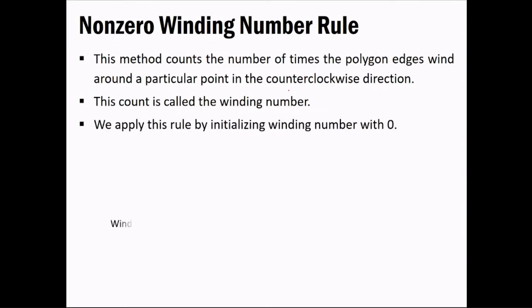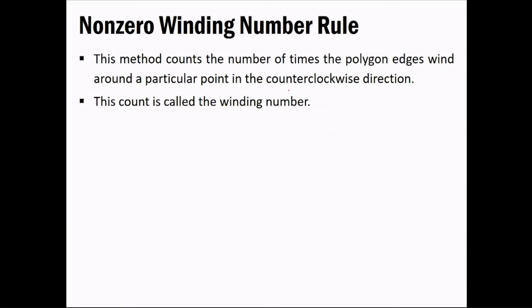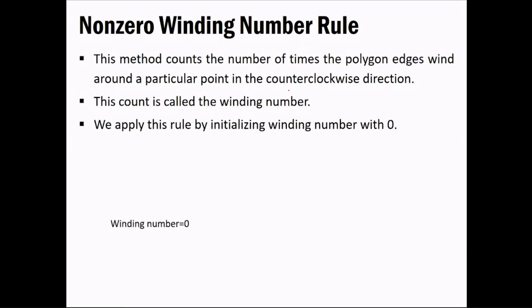Okay, so now over here, one concept, we will see this with the same example, but now a little bit changes that you have to keep in your mind. That is based on the winding. Now what it says: we apply this rule by initializing the winding number with 0. So you have to initialize the counter, or you can say the winding number, with 0. Based on the 0, we'll check whether our condition is getting satisfied or not.